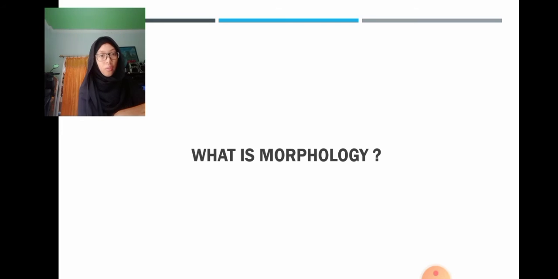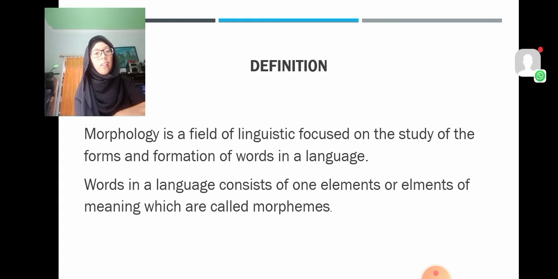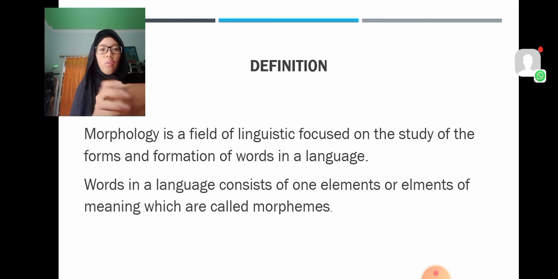What is morphology? For the definition, morphology is a field of linguistics focused on the study of the forms and formation of words in a language. Words in a language consist of one element or elements of meaning which are called morphemes.